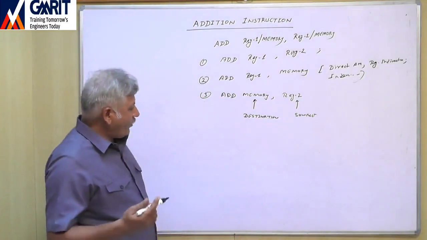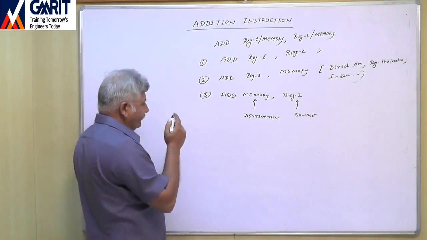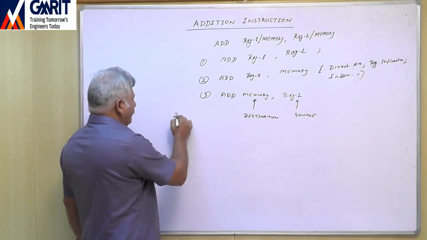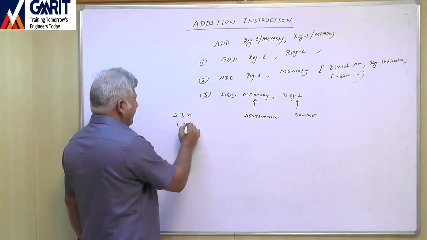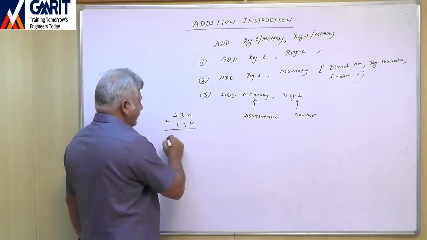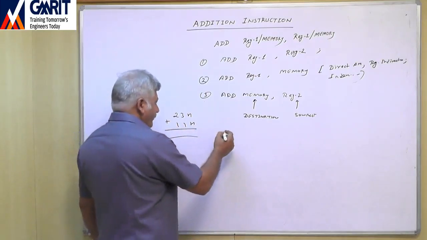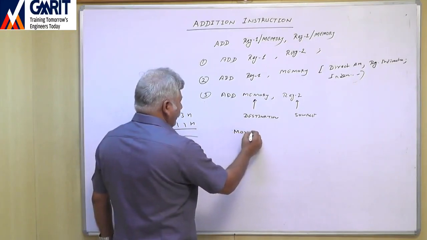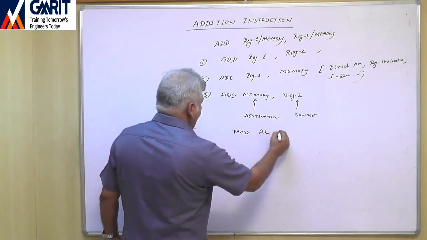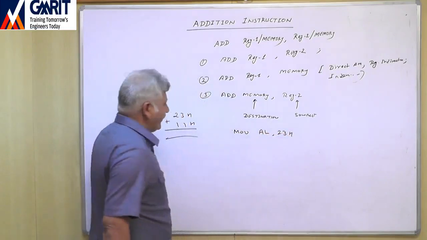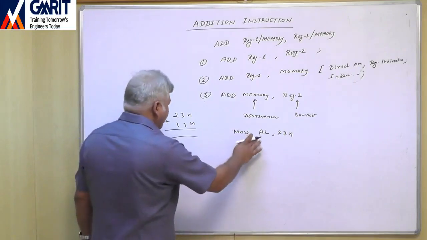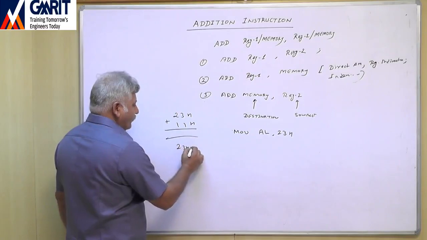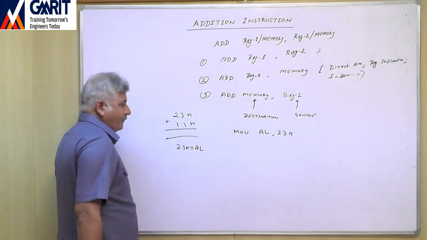Now in the simplest form, suppose we want to add two 8-bit numbers, right? The numbers are 23H and 11H. Simply we want to perform this addition. So the simplest method is, we will write MOV AL, 23H. With this instruction, this 23H will be stored in the AL register.